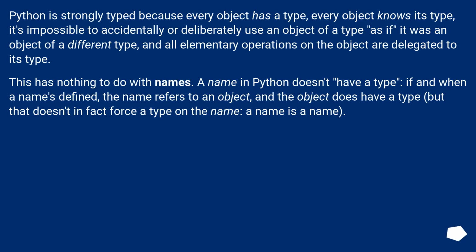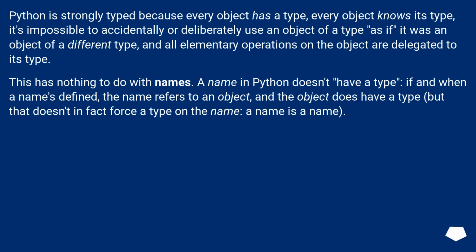Python is strongly typed because every object has a type. Every object knows its type. It's impossible to accidentally or deliberately use an object of a type as if it was an object of a different type, and all elementary operations on the object are delegated to its type. This has nothing to do with names. A name in Python doesn't have a type.